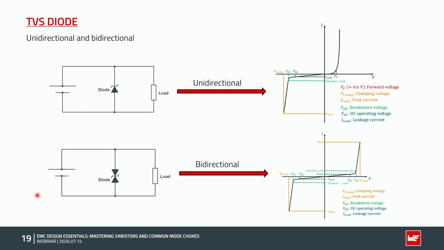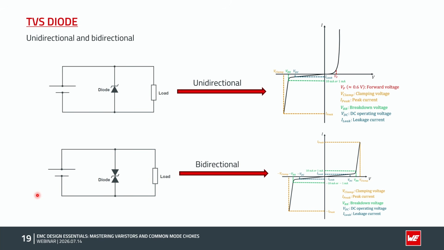Okay, here we can see how the components behave in the unidirectional and bidirectional cases. In the unidirectional case, the protection is asymmetric. In the current voltage curve, we can see that the voltage drop is around 0.6 to 0.7 volt in the forward direction. From that point, the voltage increases only very little as the current rises. In the reverse direction, however, the voltage must first exceed the breakdown point in order for the current to flow. Once that point is reached, the increase in voltage with respect to the current becomes negligible.